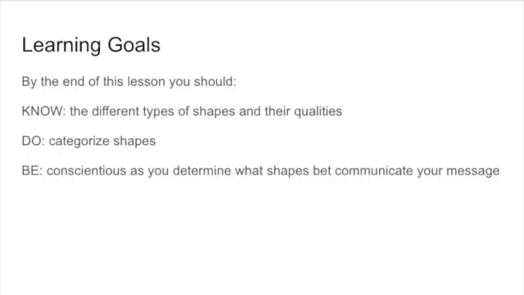First of all, we need to make sure that we are able to know the different types of shapes that are out there and their qualities. As we are exploring through this series, the idea that different elements, line or shape, for example, can help us to communicate specific emotions or concepts because of the associations that we make.